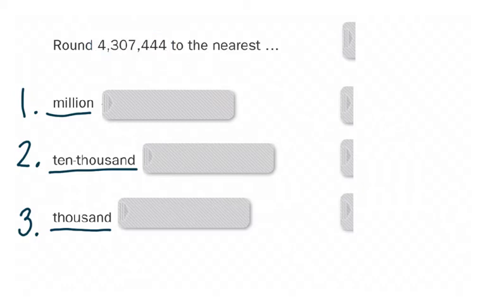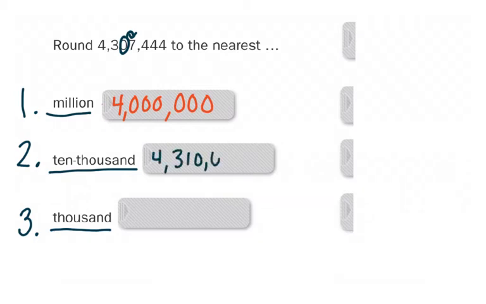If we take 4,307,444 and round it to the nearest million, I notice that the neighbor to the right is 4, less. I'm going to let the 4 rest. Rounded to the nearest million is 4 million. To the nearest 10,000, the number in the 10,000s place is a 0. Look one to the right, 5 or more, raise the score. So rounded to the nearest 10,000 would be 4,310,000.